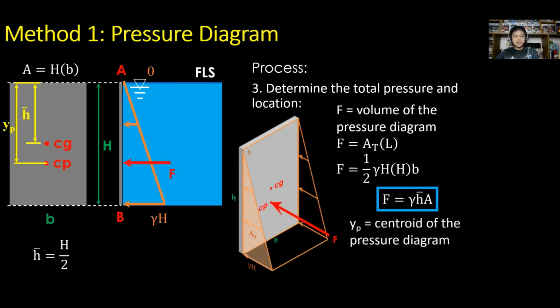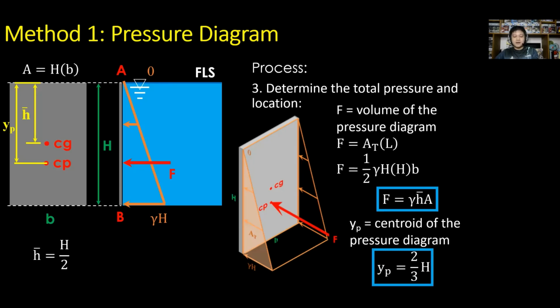And for the location of F at the center of pressure or CP, that is distance Y sub P or centroid of the pressure diagram. For this sample, if measured until free liquid surface, it is 2/3 of H. But if it is from the bottom of the surface or the vertical surface, then consider 1/3 of H.